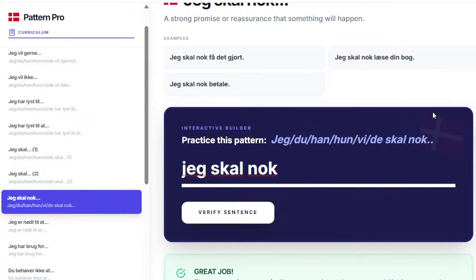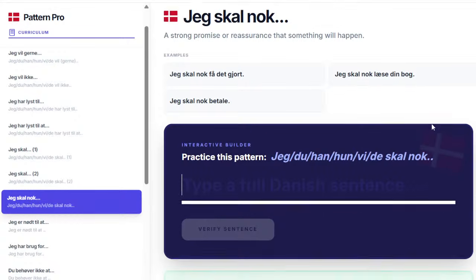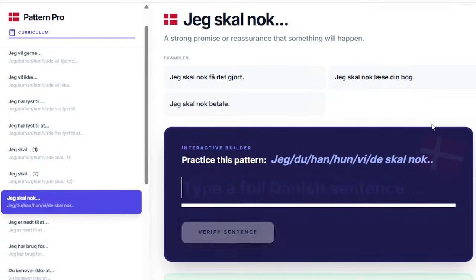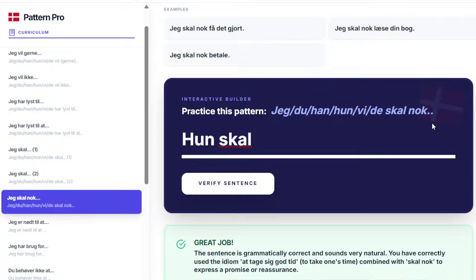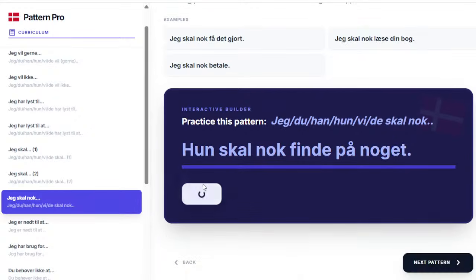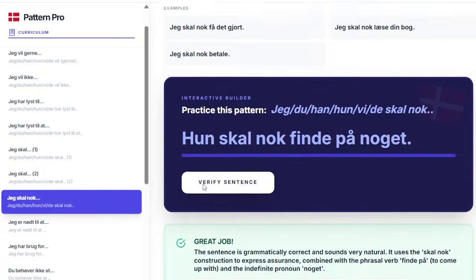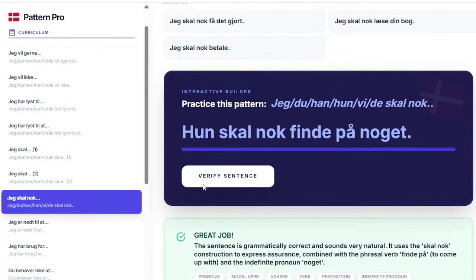Right? Skal nok. Could also say it about a third person. Now this specific exercise I designed with jeg, so the computer might be like, no, that's wrong. But hey, let's test it. I mean, I know better than the computer, but it is pretty smart. Hun skal nok finde på noget. Okay, so the AI is better than I thought.